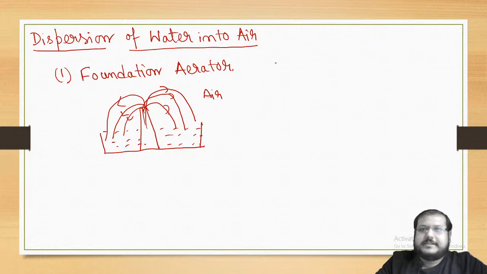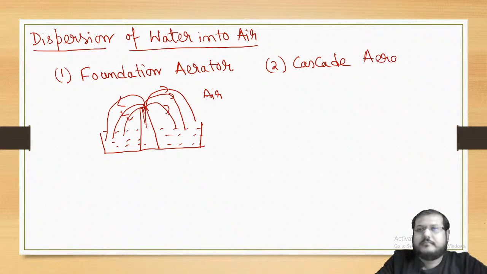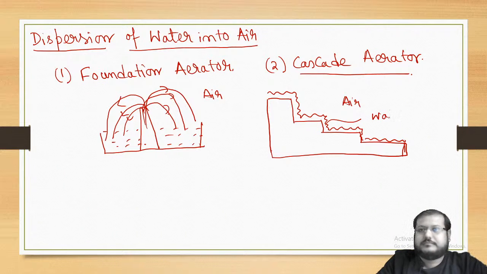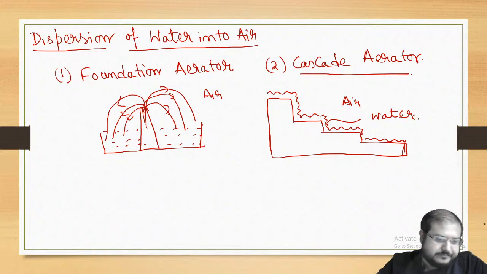Basic thing. Second one will be the cascade aerator. In a cascade aerator, there will be an arrangement like this, and water will be discharged from here. The water is slowly discharged from here, slowly moving down according to the height difference. You will get exposure to the air.